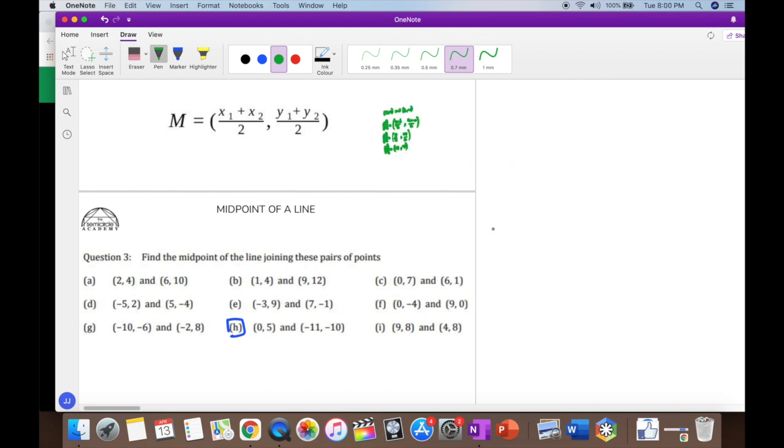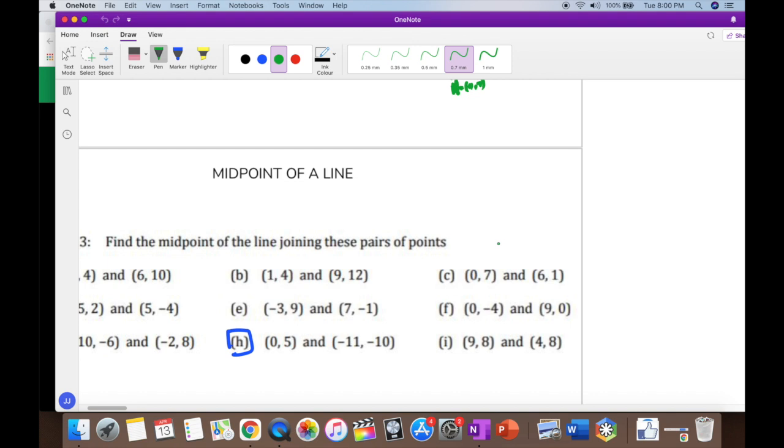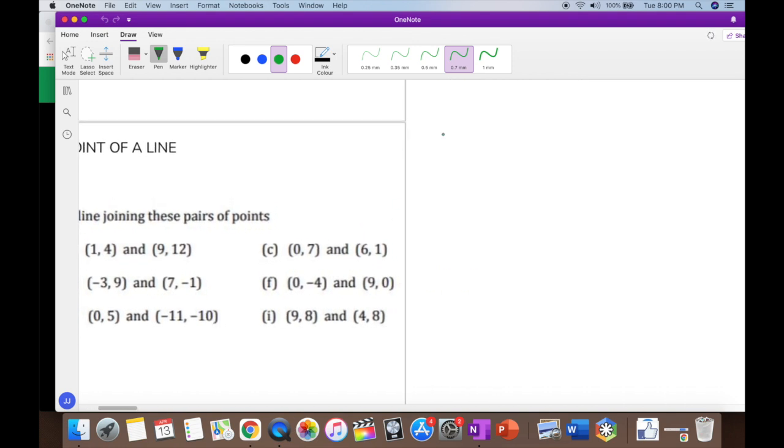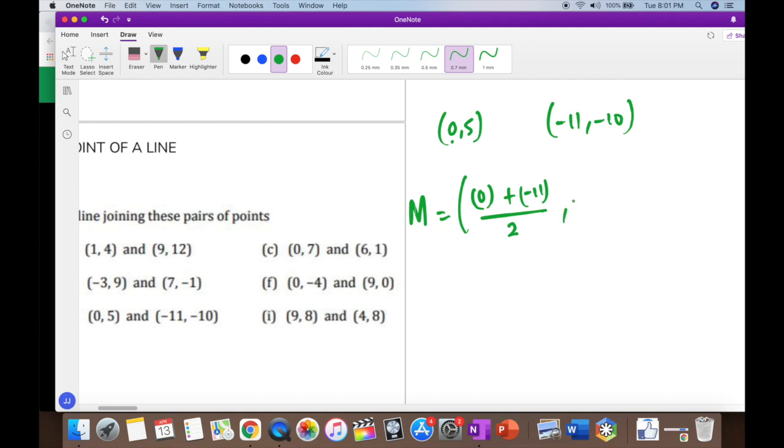I just finished. Alright, so let me try, right? So we have the point here, 0, 5. And the other point is negative 11, negative 10. And we want to find the midpoint. M is equal to, we add the x's. So the x's is 0 plus negative 11 over 2. And then we add the y's. The y's are 5 plus negative 10 over 2.